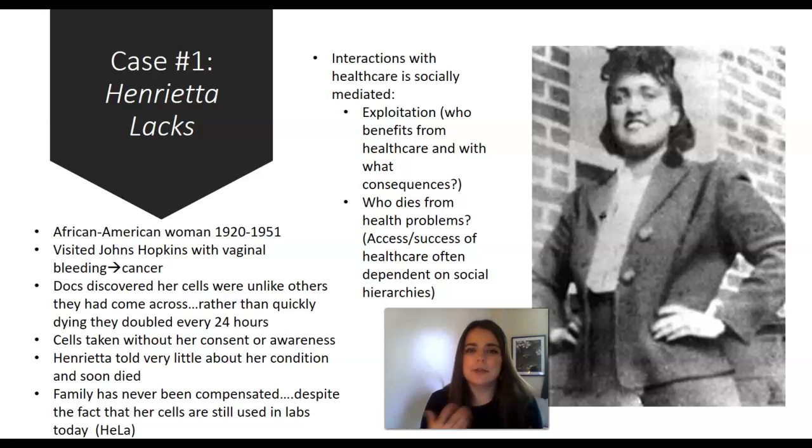The second question is, right, who dies from health problems? We know that access to healthcare and the success of healthcare is often dependent on social hierarchies, right? So as we'll talk about today, Black women in this country are far more likely to die of certain conditions than white women, for example. And this isn't because of some medical predisposition, but because of social hierarchies and how we value lives and how we view people's bodies. And we'll get into that in a little bit.